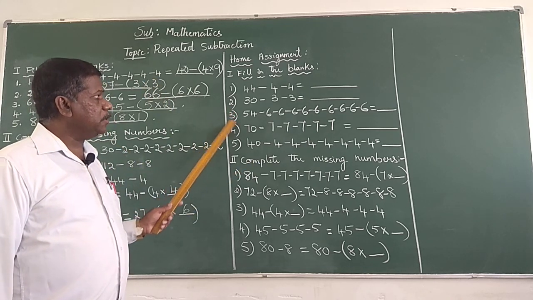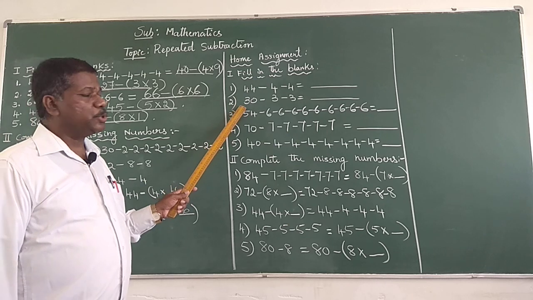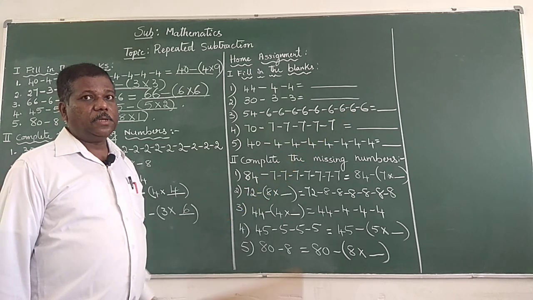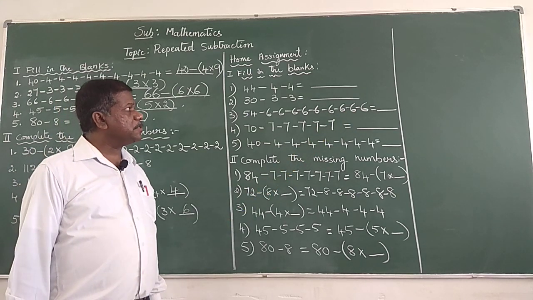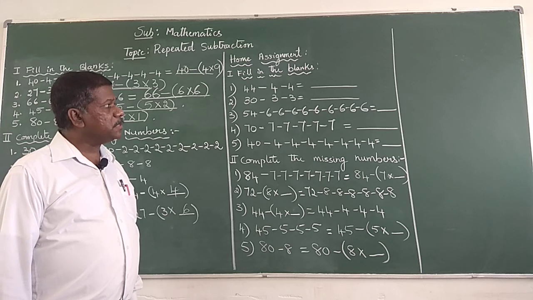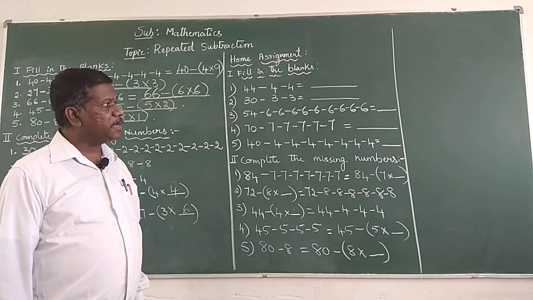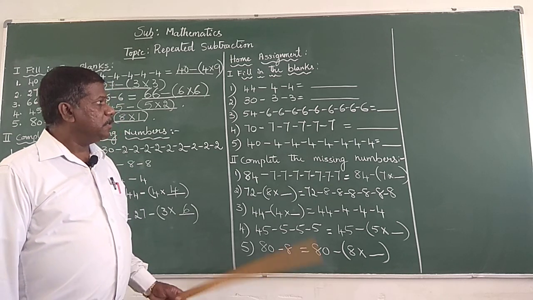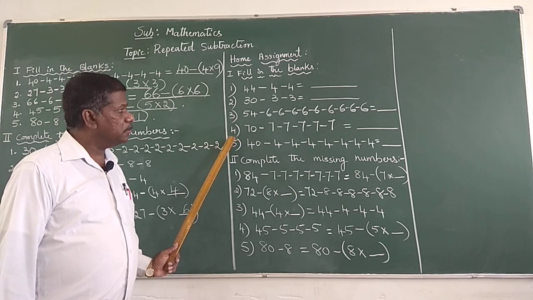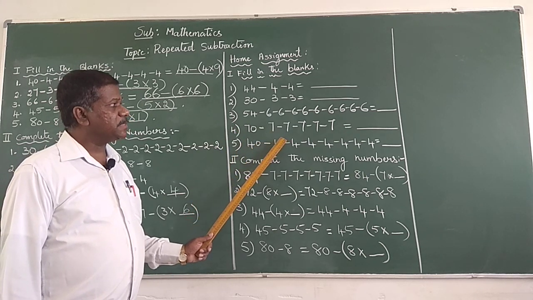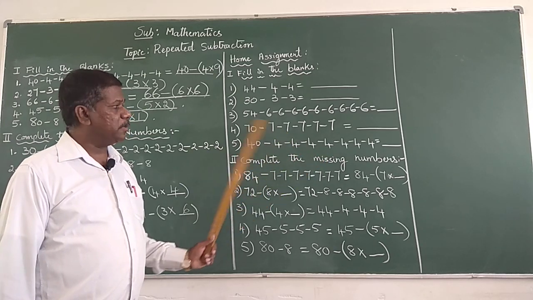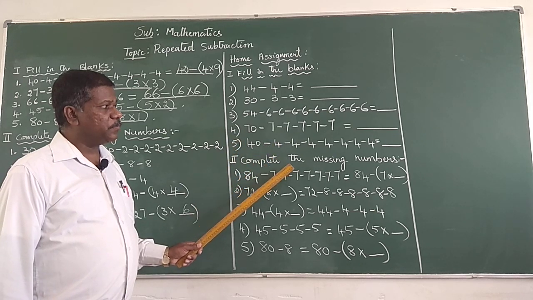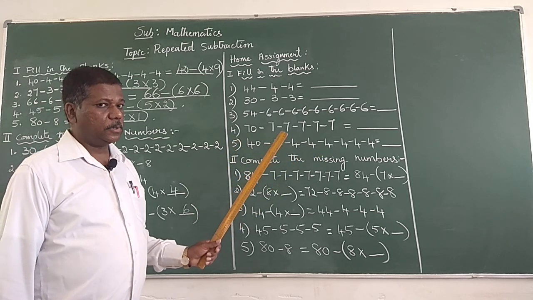The second question is similar. We have 5 questions here. Second question is 30 minus 3 minus 3 is equal to dash, where you have to write the expression. Third one is 54 minus 6, repeated several times. Okay? So you can read the next question. 70 minus 7 minus 7 minus 7 minus 7 minus 7. Fifth question, 40 minus 4, repeated seven times.